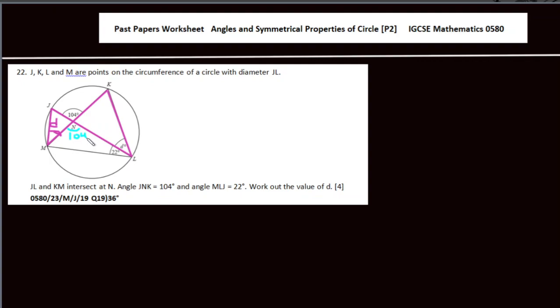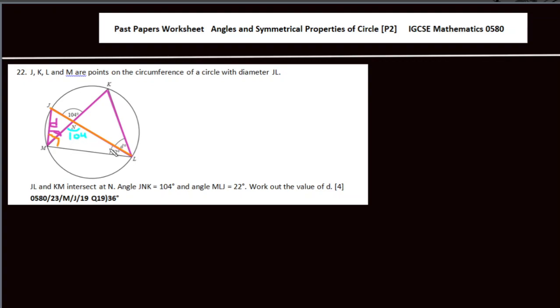And if JL is the diameter, like mentioned in the question, then this angle is a right angle. Angle subtended from the diameter is 90 degrees.